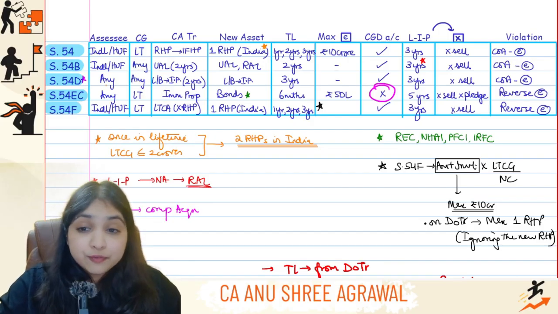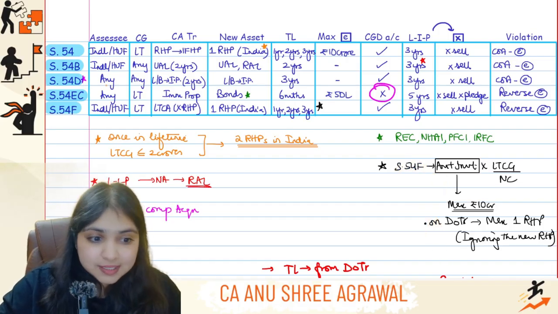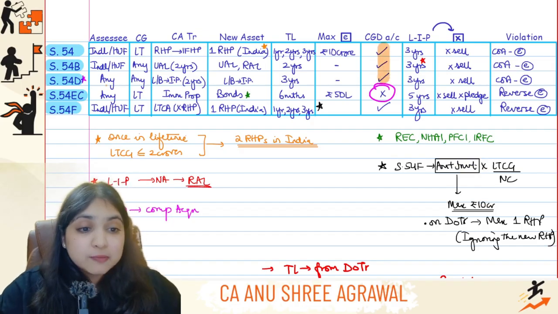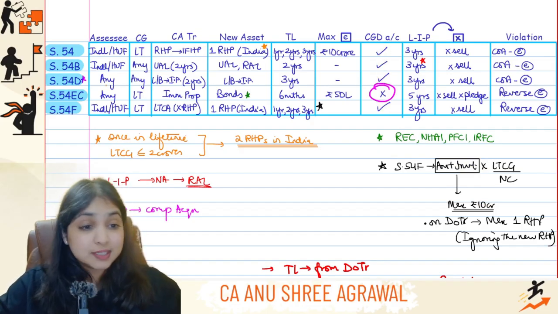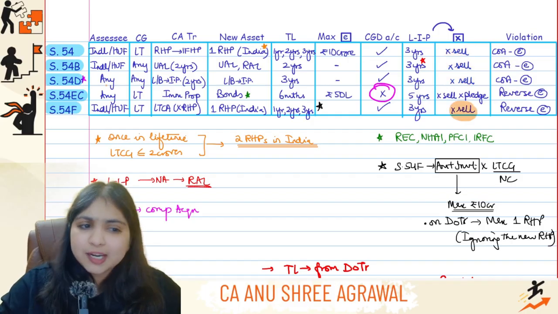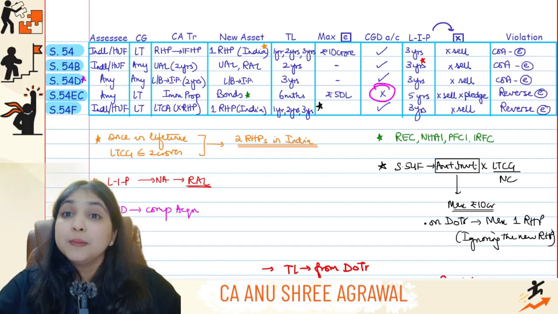In 54 and in 54EC, you have the maximum limit for exemption. In 54F, it's a formula based exemption. Here the amount invested should not be more than 10 crore. The CGD concept will apply everywhere except in 54EC. Everywhere the lock-in period is 3 years. Only in 54EC, the lock-in period is 5 years. Everywhere else in the lock-in period, you should not sell away the new asset. But in 54EC alone, you should neither sell nor pledge the new asset.